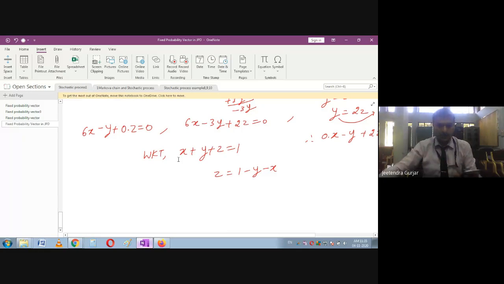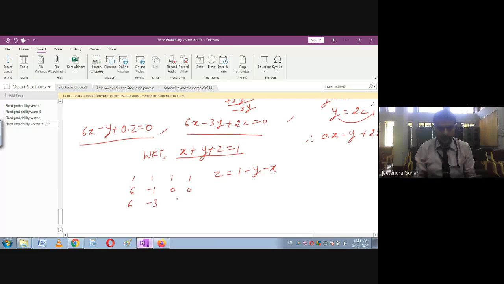Now what you have to do, as you can see, you are going to take the coefficients. From this equation, the coefficient of x is 1, y coefficient is 1, z coefficient is 1, and the last value is 1. Then you can take this equation, that is 6, minus 1, 0, 0, and please take this equation, this is again 6, minus 3, 2, 0. Substitute in the calculator, students. 1, 1, 1, 1. Next it is 6, minus 1, 0, 0. Next it is again 6, minus 3, 2, 0.